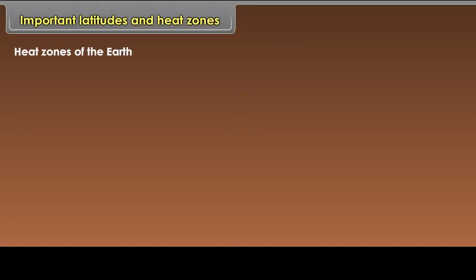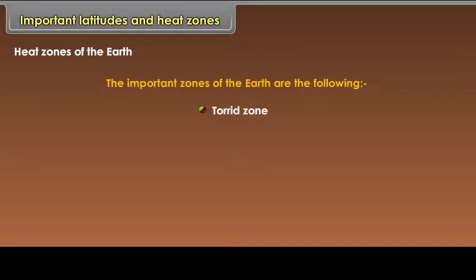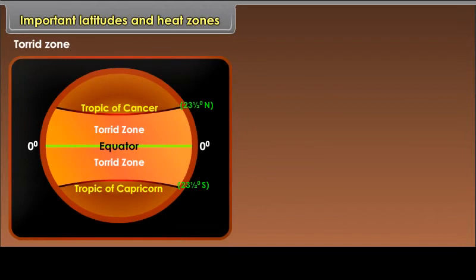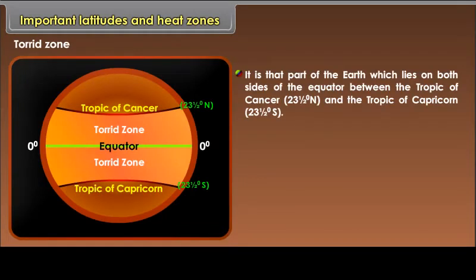Heat zones of the Earth. The important zones of the Earth are the following: torrid zone, temperate zone, frigid zone. Torrid zone. It is that part of the Earth which lies on both sides of the equator between the Tropic of Cancer, 23.5 degree north, and the Tropic of Capricorn, 23.5 degree south. Torrid zone is the hottest part of the Earth.